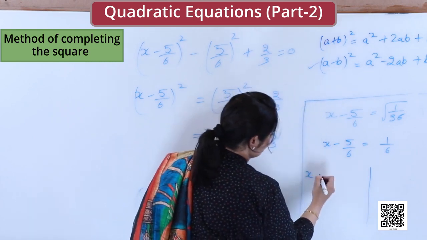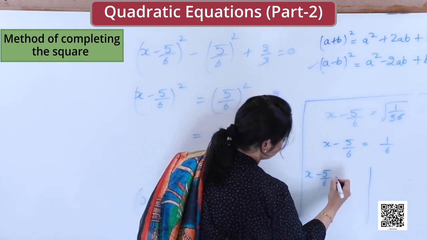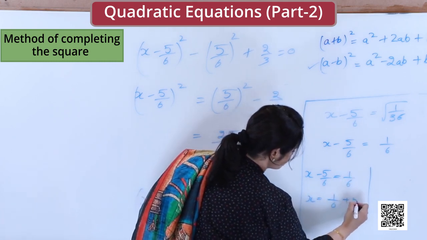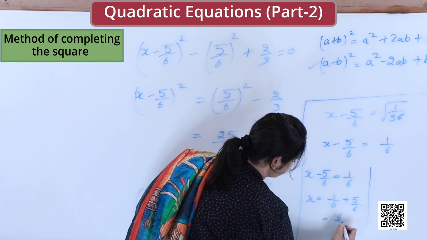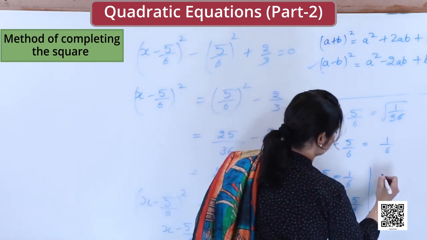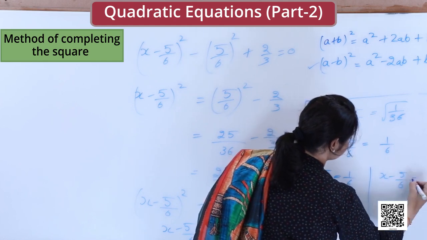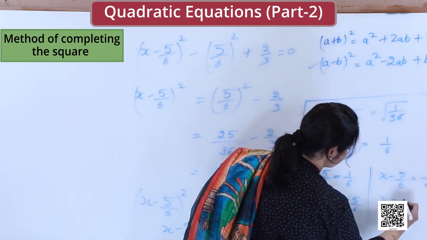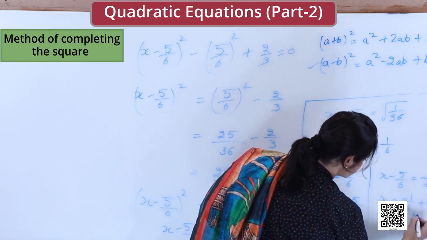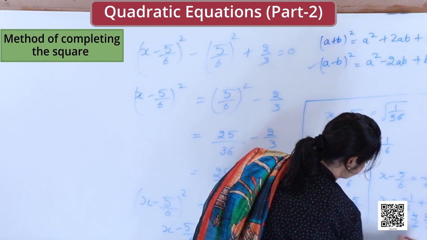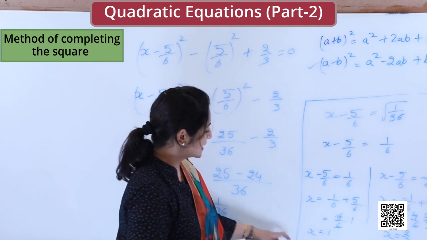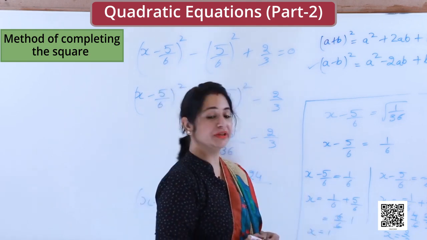We can write here x − 5/6. If it is equal to positive 1/6, then the value of x will be 1/6 + 5/6. That is 6/6, that is 1. So the value of x will be 1. And if we take it as negative, then x is equal to −1/6 + 5/6. That will mean 4/6, that is 2/3. So the value of x will be 2/3 here. Thus we get two roots, x = 1 and x = 2/3.